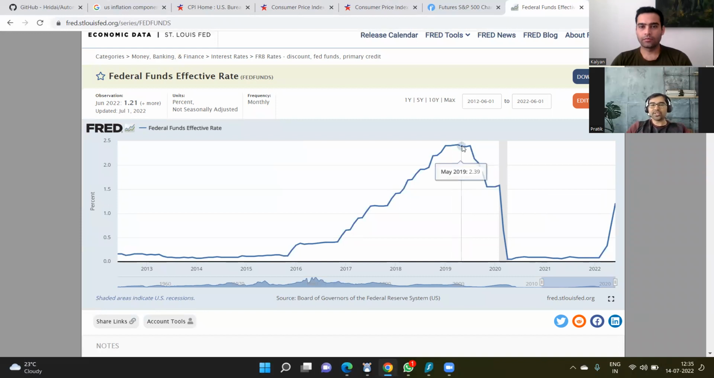It will cross this peak of 2019. That's what is expected. Now, inflation never has been in such kind of territory for the last 41 years. It's a long time period. So what if the Fed increases much further?